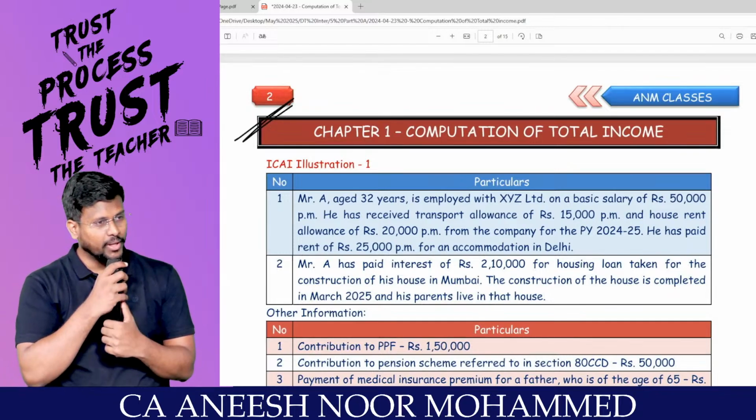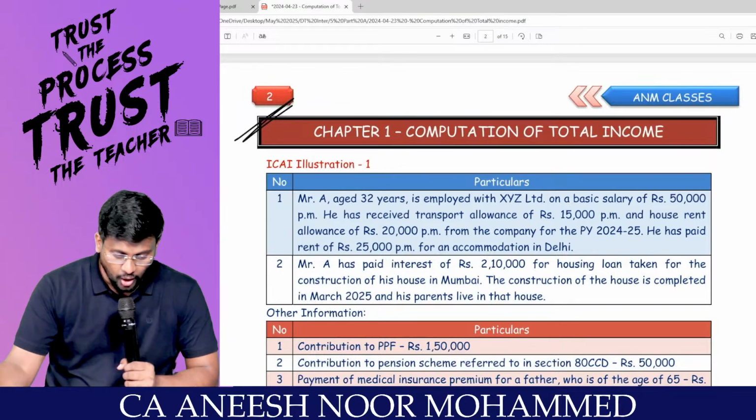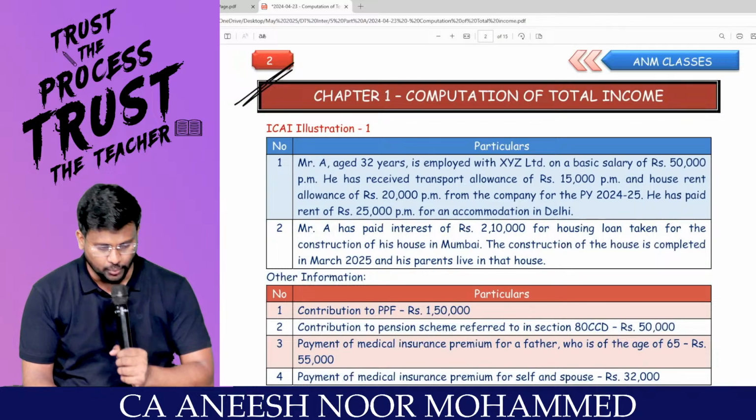Sir, very happy evening to all. We are going to solve, sir, illustration number 1 from the ICAI study material, computation of total income.